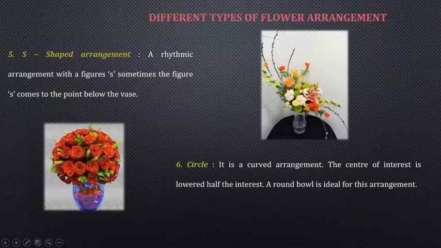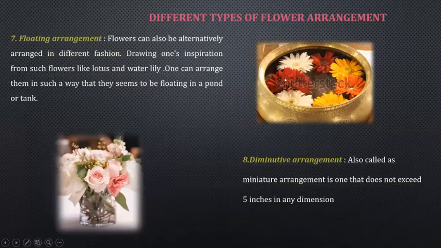Next is circle arrangement. It is a curved arrangement. The center of interest is lowered. A round bowl is normally used for this arrangement. Next is floating arrangement. You might have seen such arrangements in earlier years. Your seniors used this type of arrangement in their cottage time. Mostly they kept this arrangement in the living room. It is a very beautiful arrangement.